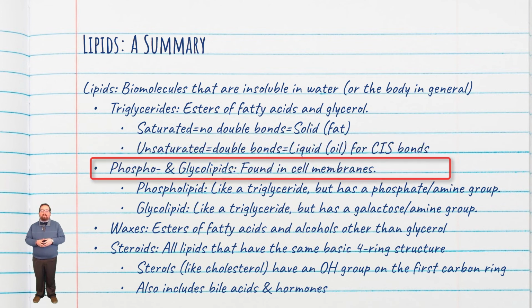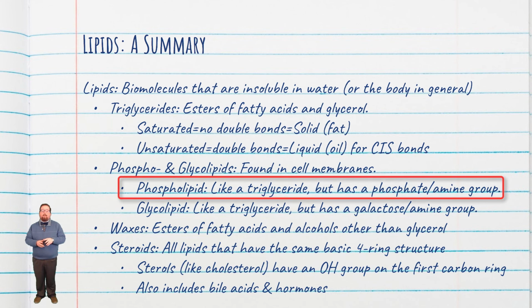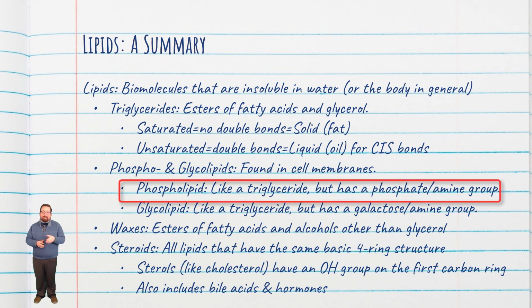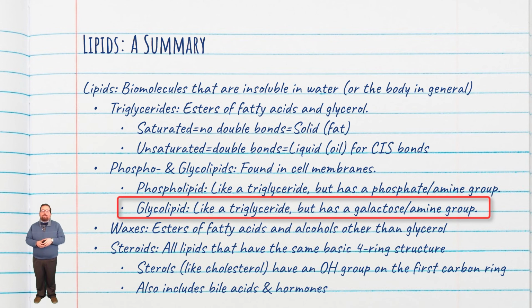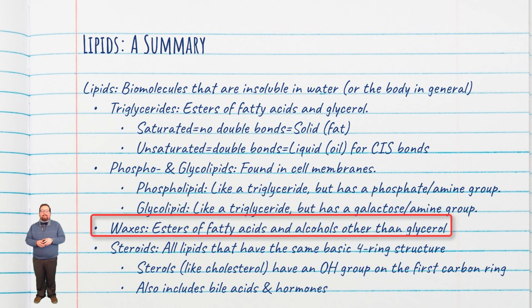Phospho and glycolipids are found in cell membranes of animals and plants, respectively. They're just like triglycerides, but one of those fatty acids is replaced with a phosphate and amine group for phospholipids, or a galactose and amine group for glycolipids. Waxes are esters of fatty acids and any other alcohol other than glycerol. They're found externally on plants and animals.